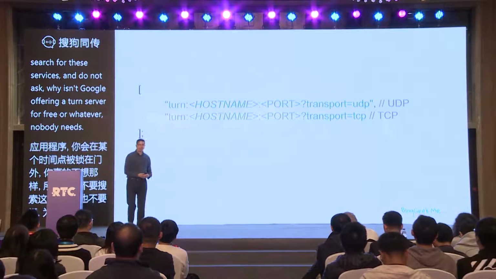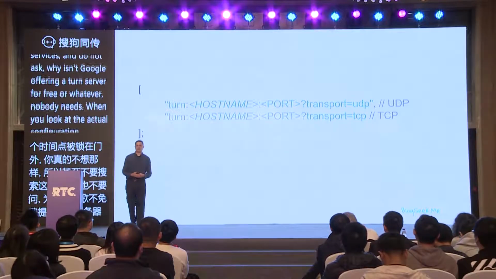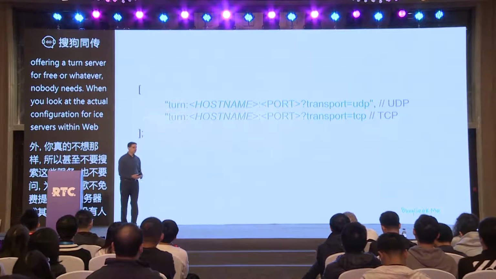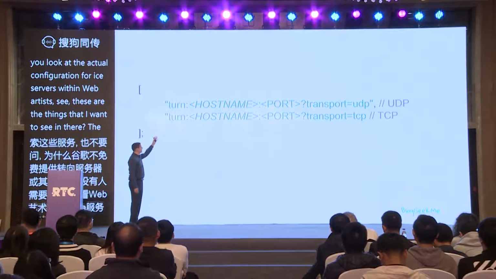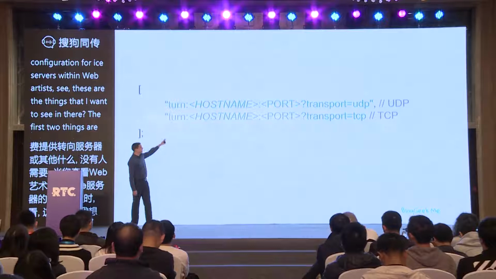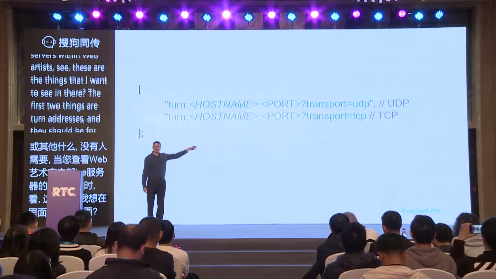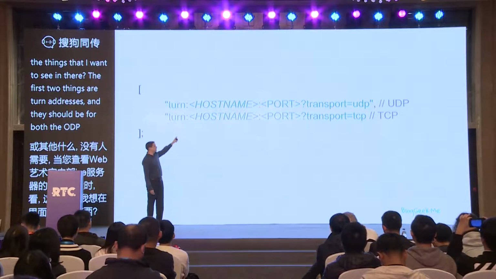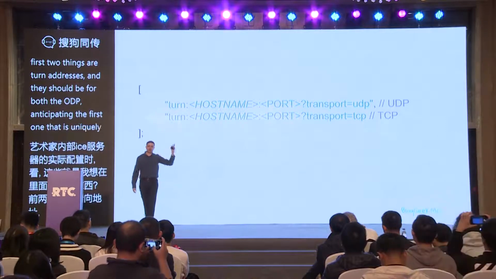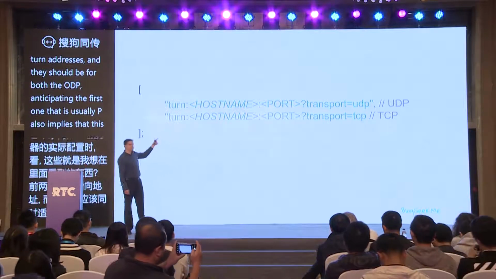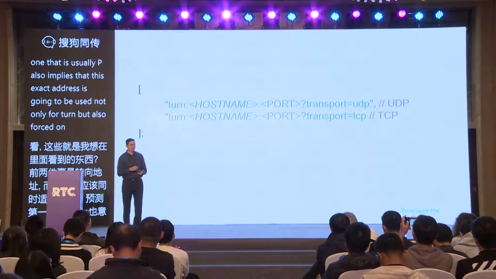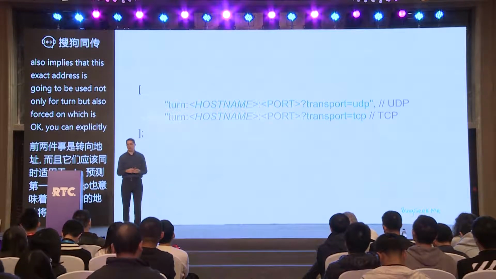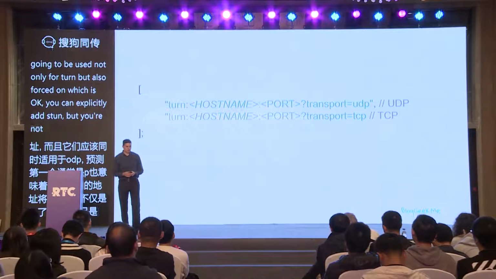When you look at the actual configuration for ICE servers within WebRTC, these are the things that I want to see in there. The first two things are TURN addresses, and they should be for both UDP and TCP. The first one, that is UDP, also implies that this exact address is going to be used not only for TURN, but also for STUN, which is okay. You can explicitly add STUN, but you're not obliged to do so.